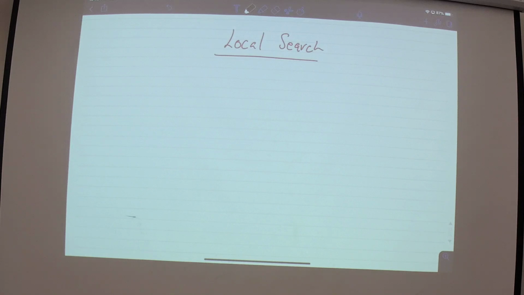Okay. All right. So let's start. We're continuing with greedy, but also moving slightly. Well, we're doing a local search on greedy algorithms. So what is local search?